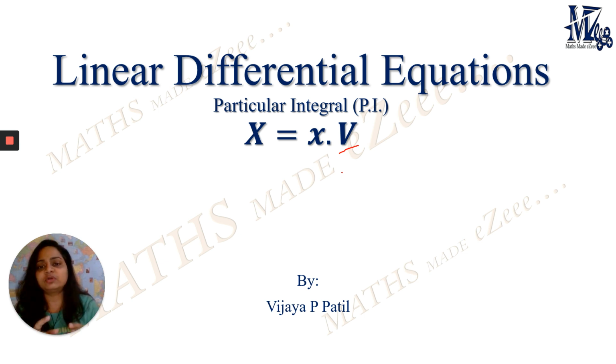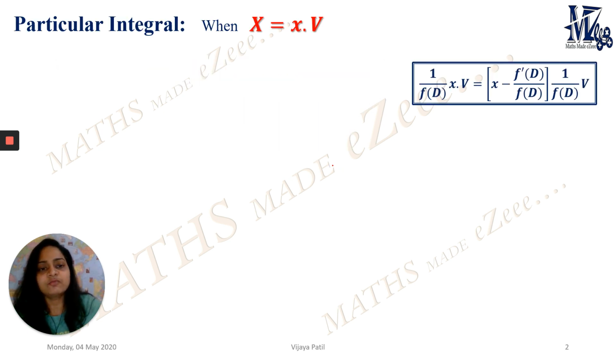Again, for this type of example, X equals x into v, the prerequisite for this kind of particular integral is that you should be aware of e to the power x, cos of x or sine of x, and x to the power m kind of functions. What is it? 1 upon f of D, if it is getting operated on x into v, is nothing but x minus f dash of D upon f of D, into 1 upon f of D into v.